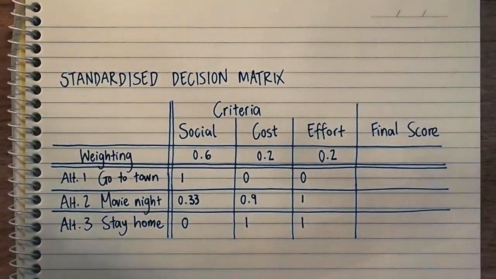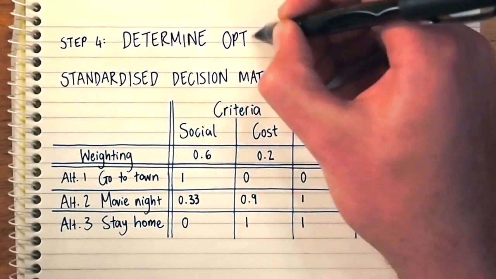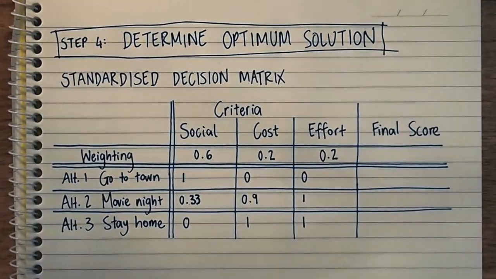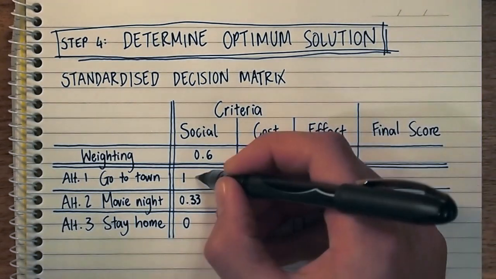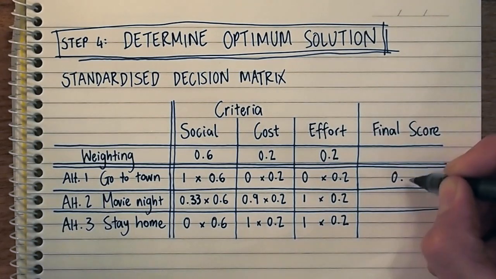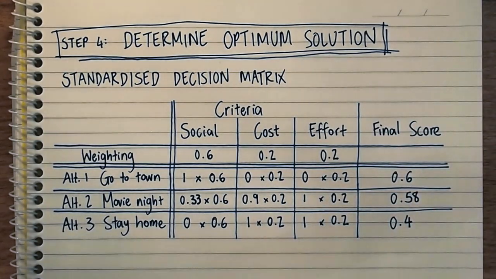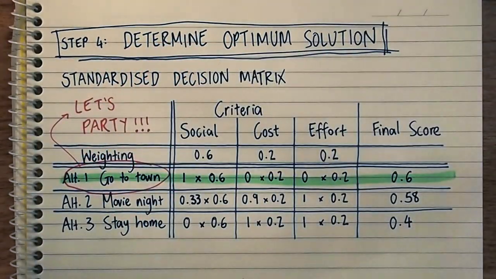Josh can now use the weighted sum model to determine which activity he should do tonight. For each alternative, Josh takes his performance values, multiplies them by their corresponding criteria's weight, and sums them all up. This provides Josh with a final value for each alternative. As you can see, Josh should go to town and party.